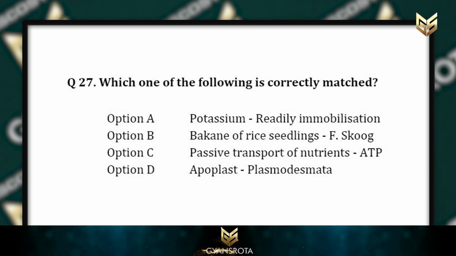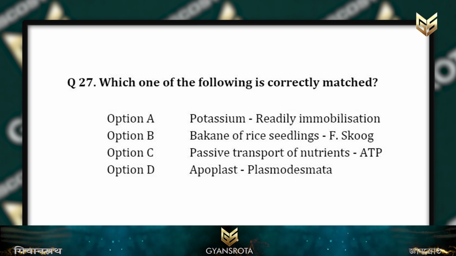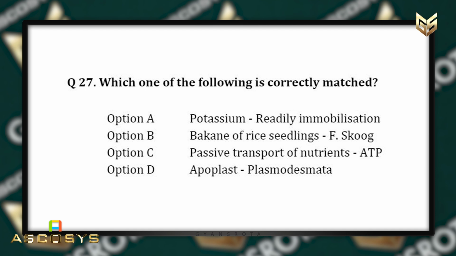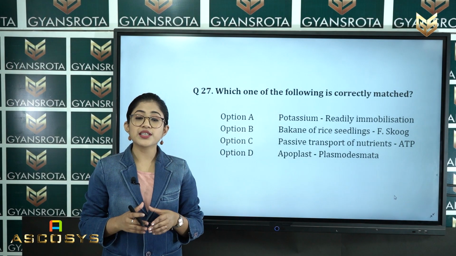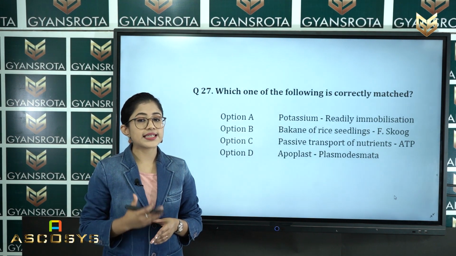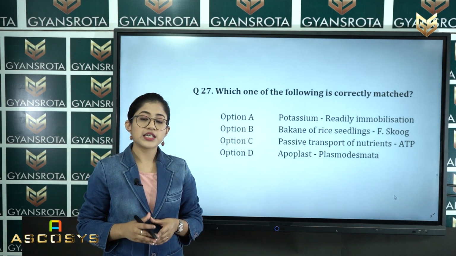Now, let us see the next question, that is question number 27. In this question, you can see which one of the following is correctly matched. Option number A, potassium, and their function is readily immobilization. Option number B, bakanae of rice seedlings, it was given by F. Skoog. Option number C, passive transport of nutrients is done by ATP. And option number D, apoplast by plasmodesmata. Student, this is from the unit plant physiology. So, what we have to do? We have to select the correctly matched option. So, let us find out.